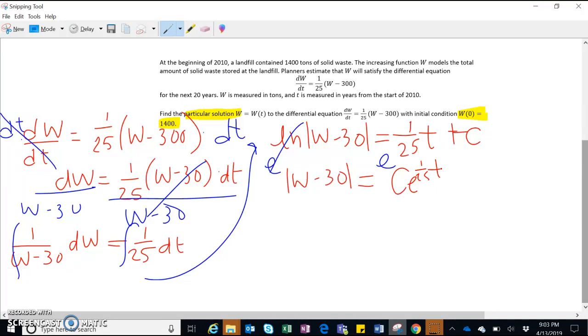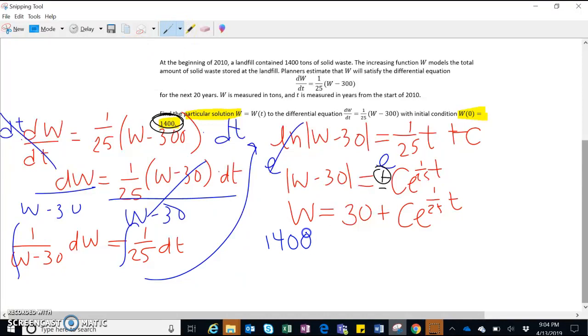I want to drop those absolute value bars and move the 30 to the other side. So in order to do that, I've got to consider the plus or minus solution set here. And because I've got a positive 1,400, I'm going to choose the positive. Move that 30 over at the same time, and I get W equals 30 plus big C e to the 1/25 t as my general solution. And the only thing required of me now is to go find the particular. So I'll put 1,400 in for W, and I'll put the 0 in for t in just a second.